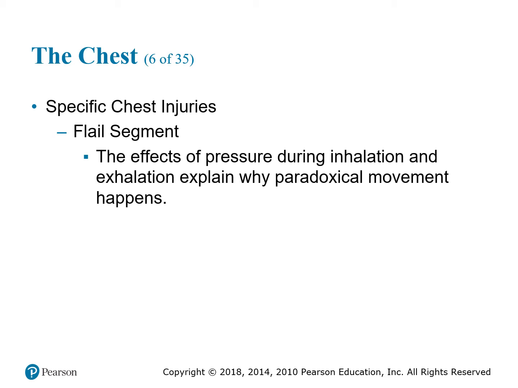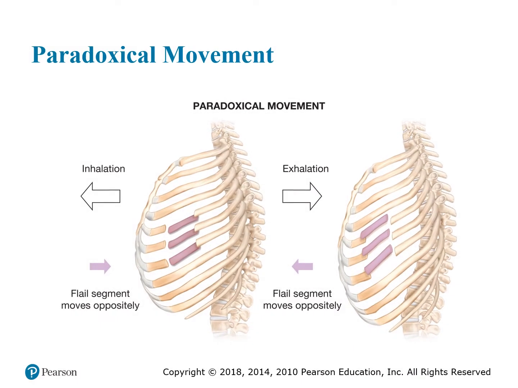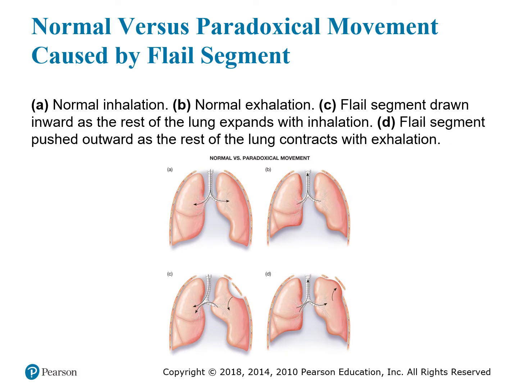The effects of pressure during inhalation and exhalation explain why paradoxical movement happens. If you notice on this slide, whenever you inhale, you have the opposite effect in the flail segment. The chest is expanding, though the broken ribs will go inward, and while you're exhaling, those will go the opposite way from the rest of the ribs. The flail segment is drawn inward as the rest of the lungs expand with inhalation. The flail segment pushes outward as the rest of the lung contracts with exhalation.